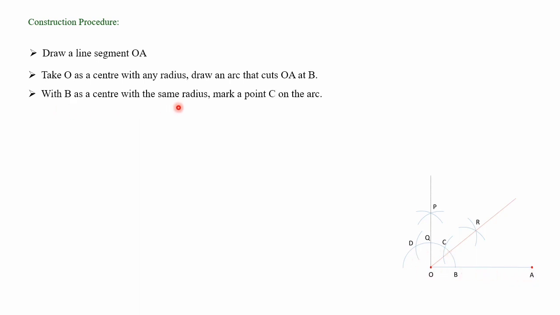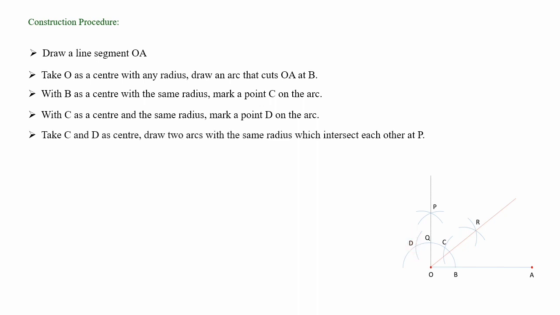Next is with B as center with the same radius, mark a point C on the arc. So fix the compass at B. Using the same radius, cut the portion and label it as C. And with C as center and the same radius, mark the point D on the arc. So fix the compass again at C and cut the arc again, and we will get the point D. And take C and D as center, draw two arcs with the same radius which intersect each other at P. So here, by keeping the compass at C and D, using the same radius, draw arcs, and both the arcs are meeting at the point P.